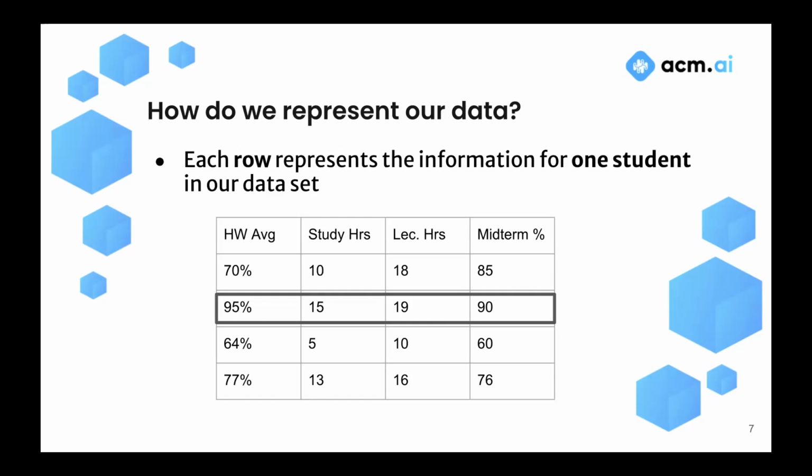And the midterm percentage, this is the target. So these are the features, and this is the target. And this is every individual case, okay? So this is one student, he got a 70%, 10 study hours, 18 lecture hours, and ended up with an 85%. Second student, she got a 95%, and so on, right? Is that clear? So this is what the data set looks like. We're working with features and the target.